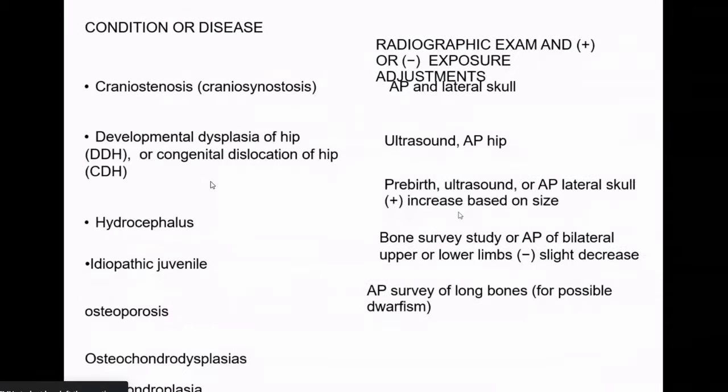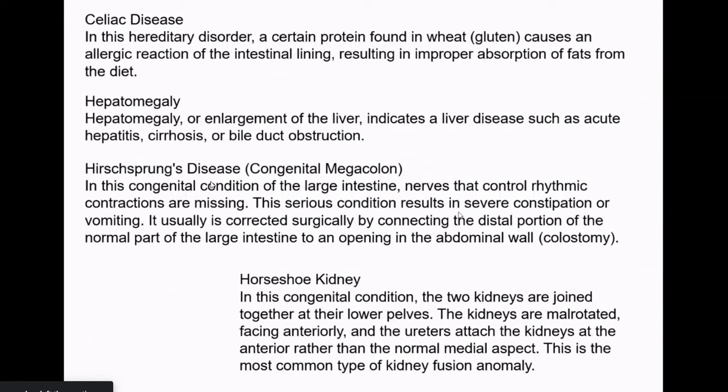So the other conditions. Celiac disease is a hereditary disorder in which a certain protein found in wheat, that is gluten, causes an allergic reaction of the intestinal lining, resulting in improper absorption of fats from the diet.